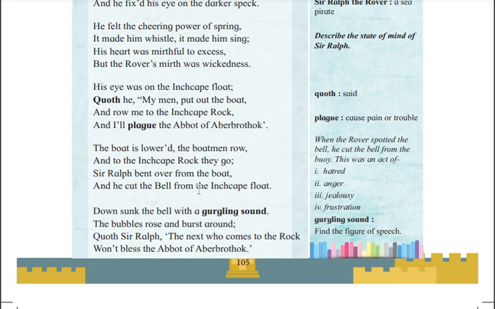So he's saying in this four line, his eyes were fixed on the Inchcape float. He's saying, my man, please take me over there. I want to hear the bell of Aberdour. Then the boat is lowered, and the boatman rows, and to the Inchcape Rock they go. Sir Ralph bent over from the boat, and he cut the bell from the Inchcape float.